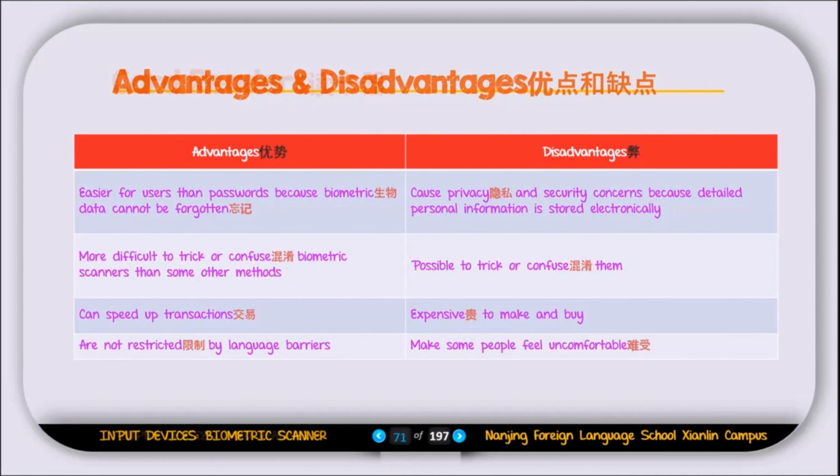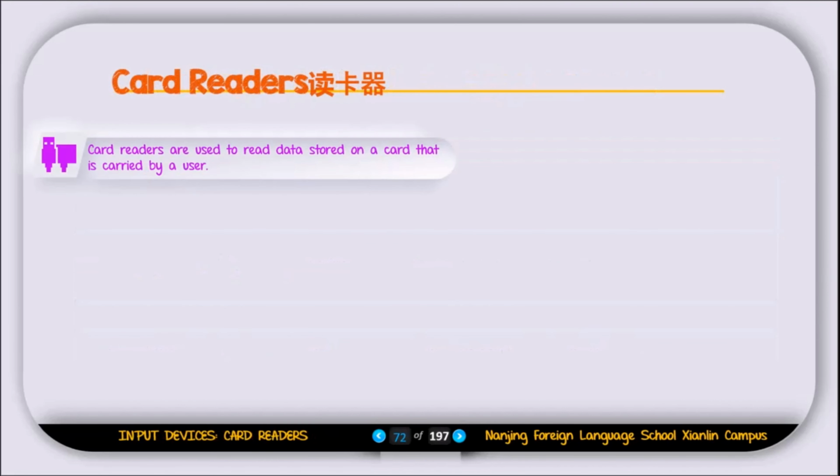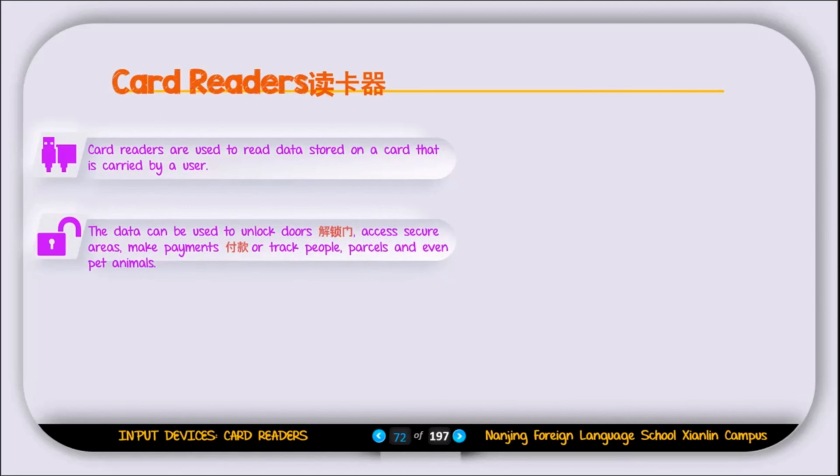Next input device is called the card readers. Okay, what are card readers? Card readers are used to read data stored on a card that is carried by a user. Data can be used to unlock doors, access secure areas, make payments, or track people, parcels, and even patients. There are different types of card that we can use.